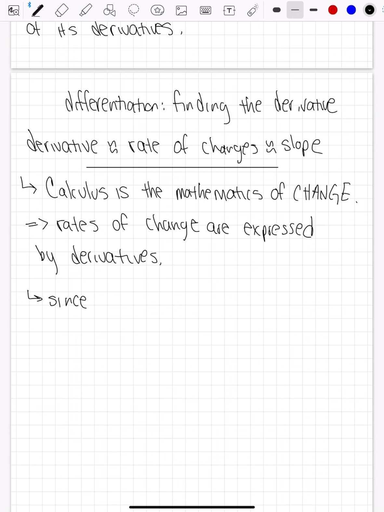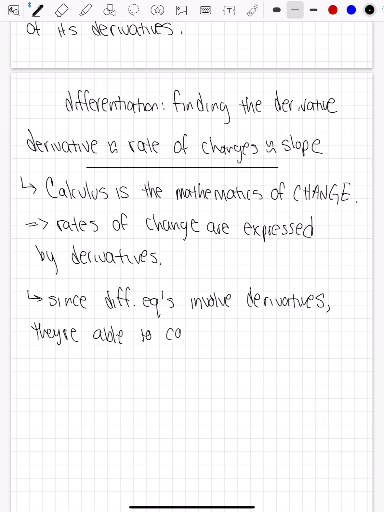So since diff EQs involve derivatives, they're able to capture how things change over time. And the thing is going to depend on what the function is even representing.